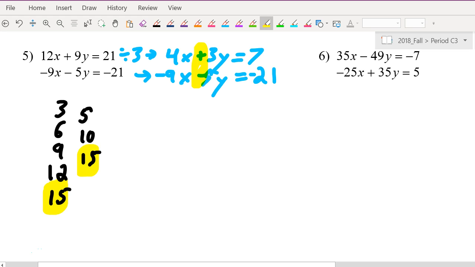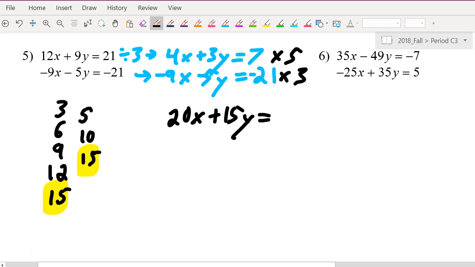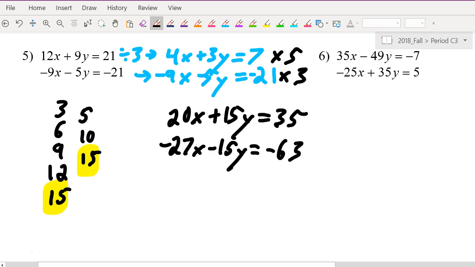Yeah, there's nothing lower than multiplying them by each other. All right? Are they already different signs or same sign? Different signs, so we don't need to worry about multiplying by a negative. But this top one is going to need to be multiplied by what, Matthew? 5. And the bottom one, everybody? 3. Awesome. So 20x plus 15y equals 35. Negative 9x, oh, I'm sorry, I need to multiply. 3 times 9, 27. 3 times 5, 15, negative 15. Okay, and 3 times 21, negative 63.